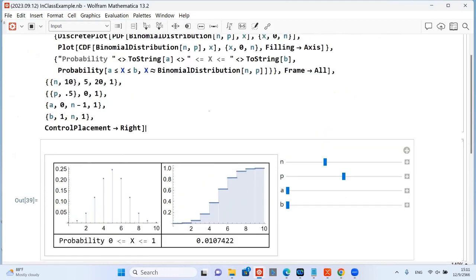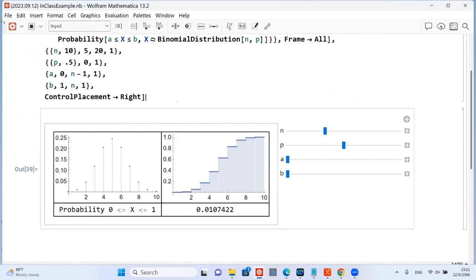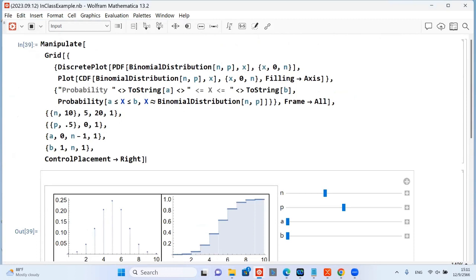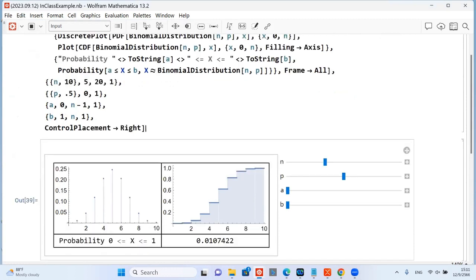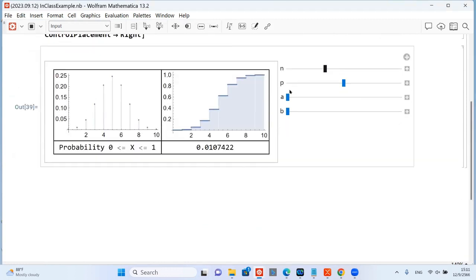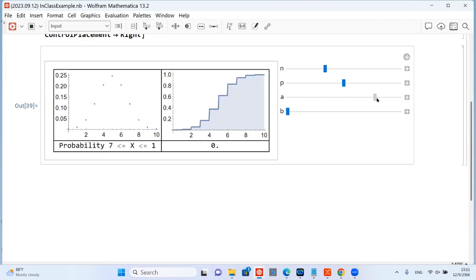Okay. So for example, you can do something like this, right? You can say plot the PDF, plot the CDF. You can ask the probability and all kind of thing, right?